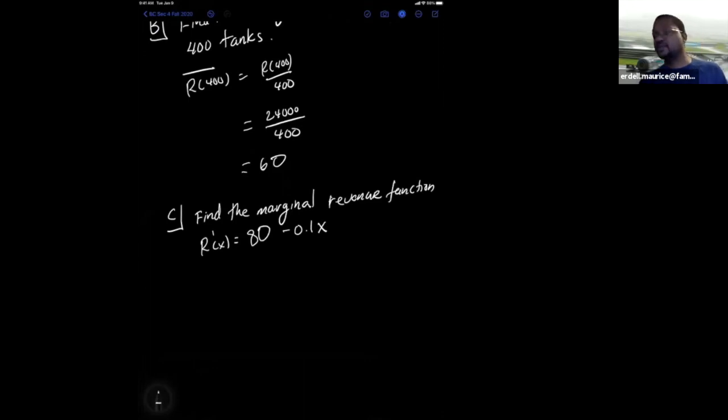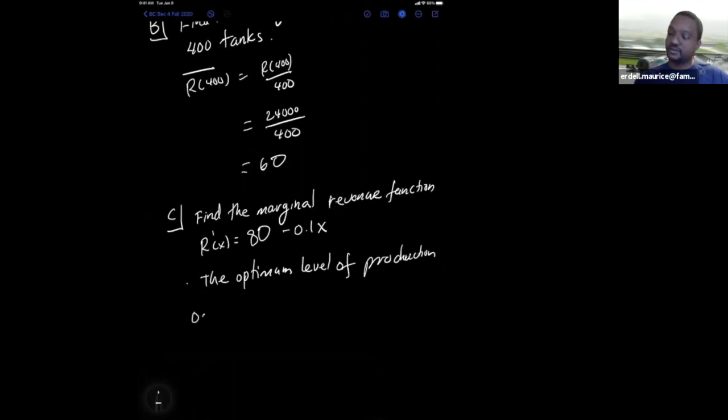And so that's it. That's literally it, the marginal revenue function. You simply take the revenue function and take the derivative of that. The key thing right here is that this gives us the optimum level of production, which occurs when the marginal function equals 0.